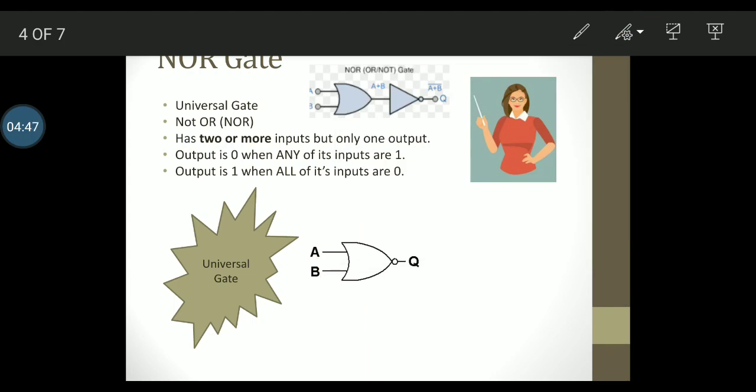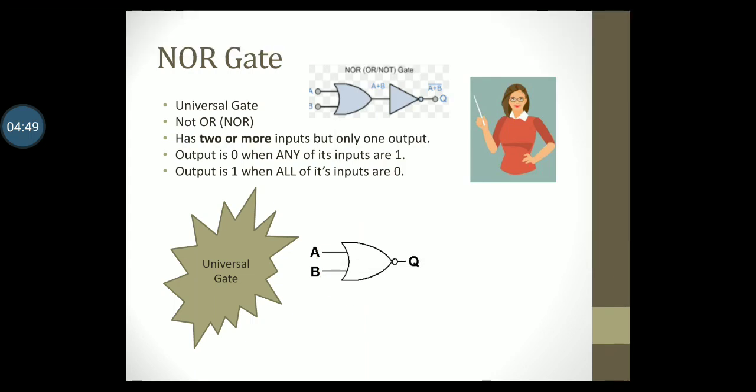Let us now write the truth table for the NOR gate. Start by writing the inputs A and B followed by the output Q. If A is 0 and B is 0, then output Q is equal to 1.